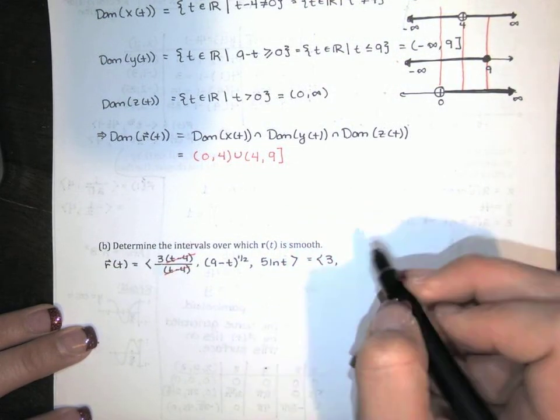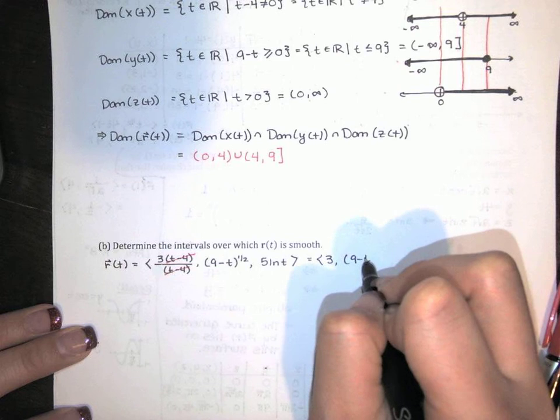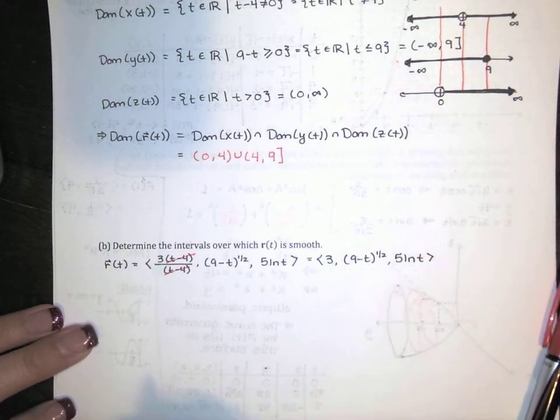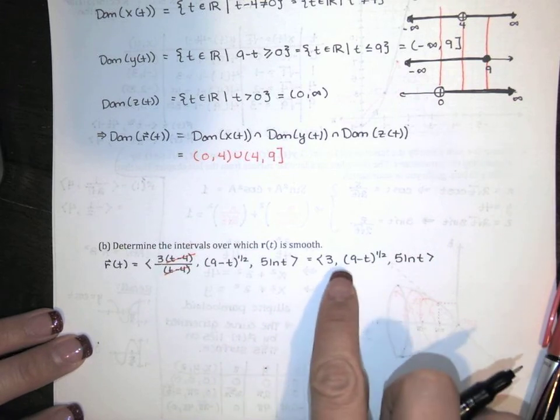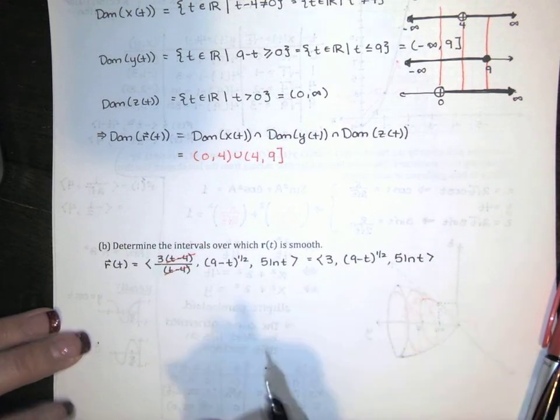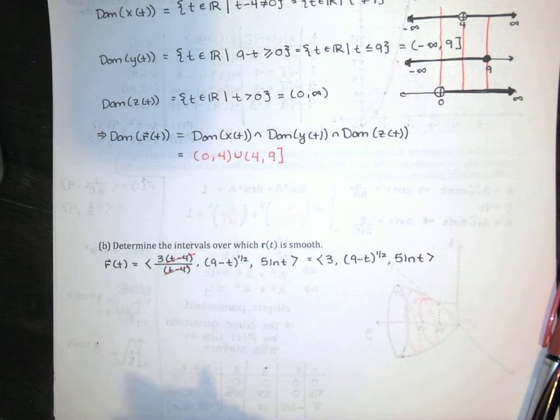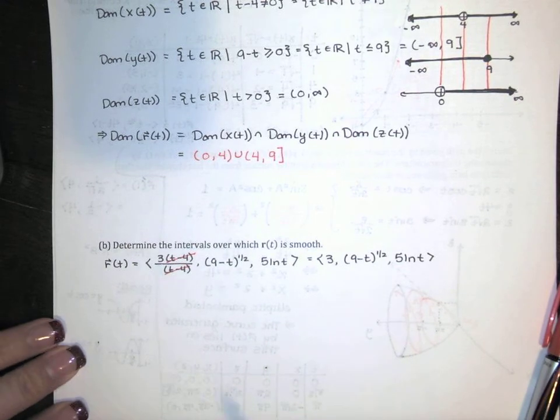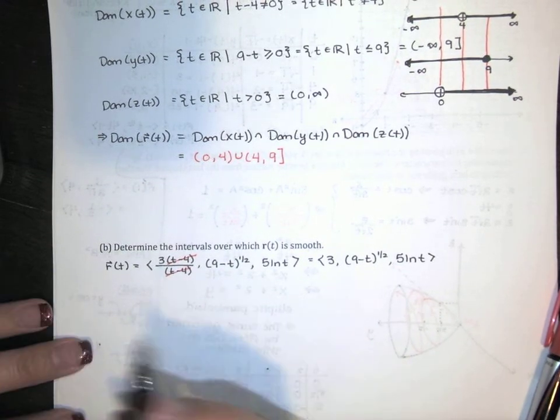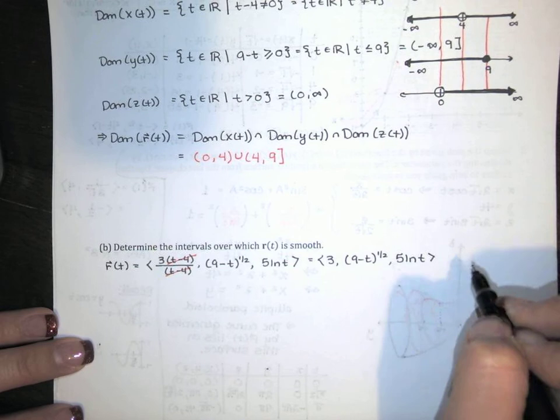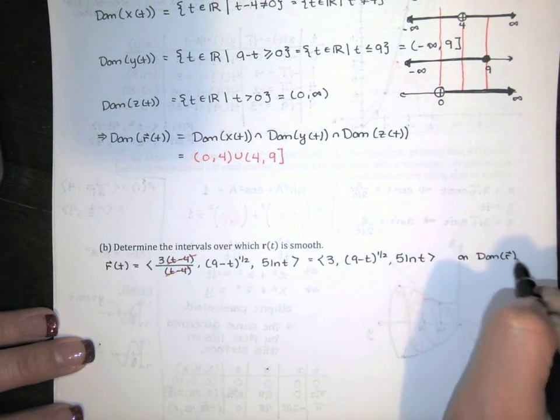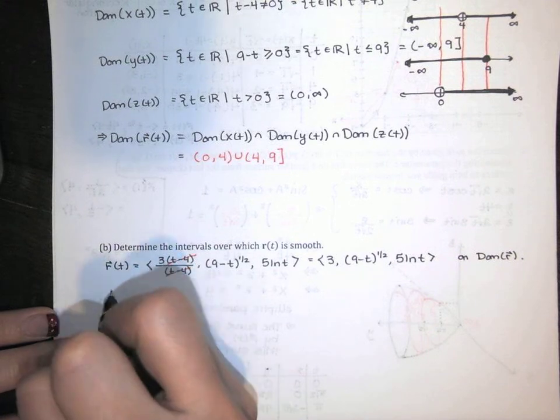So we get 3 and this over here. Now you don't have to show that all 3 of these are non-zero at the same time. If you can show one of them is never 0, that would be enough to show that r of t is smooth on its domain, one of the components of r prime. But because of the way it's defined, I'm just going to compute r prime this time. So this is r on its domain. That's what it's equal to.